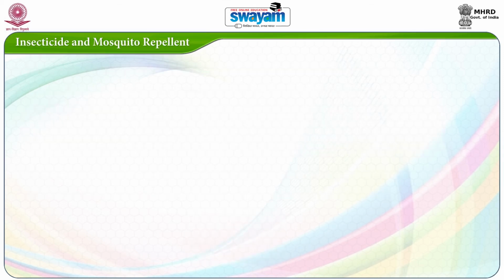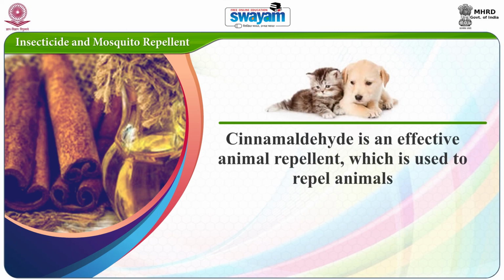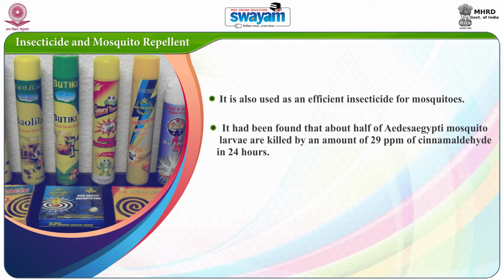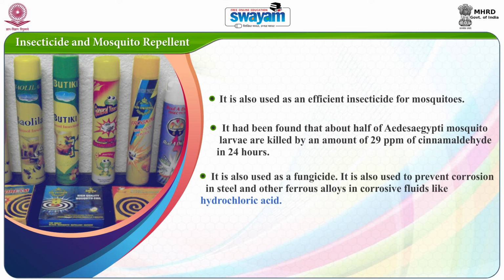As an insecticide and mosquito repellent, cinnamaldehyde is an effective animal repellent used to repel animals like cats and dogs. It is also used as an effective insecticide for mosquitoes. It has been found that about half of mosquito larvae are killed by an amount of 29 parts per million of cinnamaldehyde in 24 hours. Cinnamaldehyde is also used as a fungicide. It is also used to prevent corrosion in steel and other ferrous alloys in corrosive fluids like hydrochloric acid.